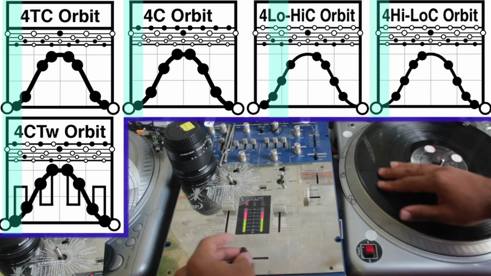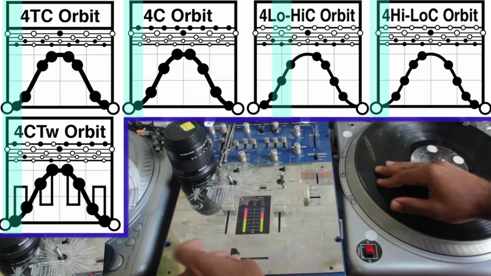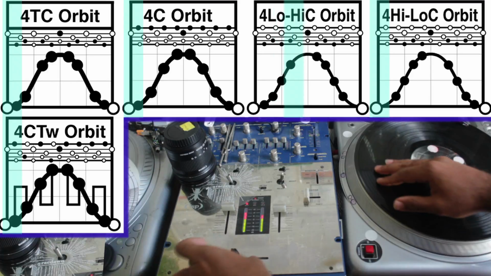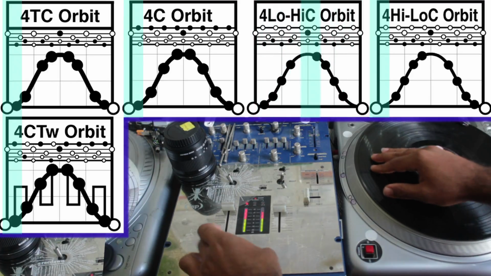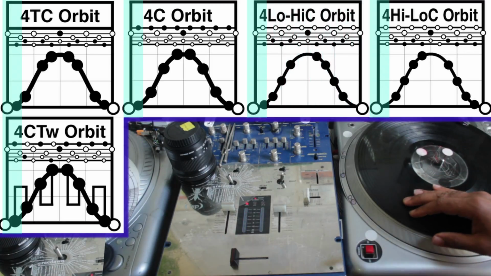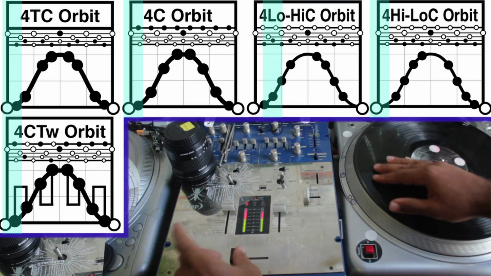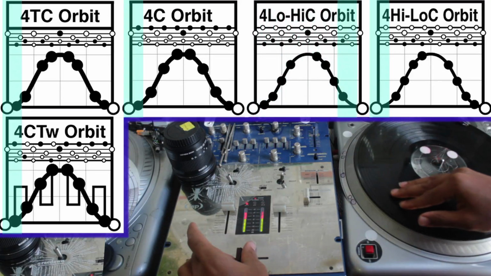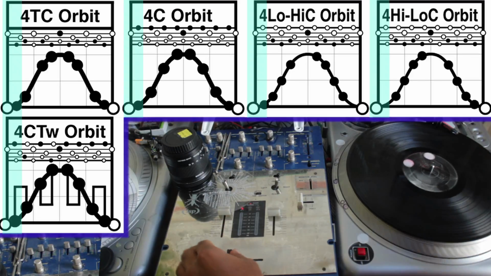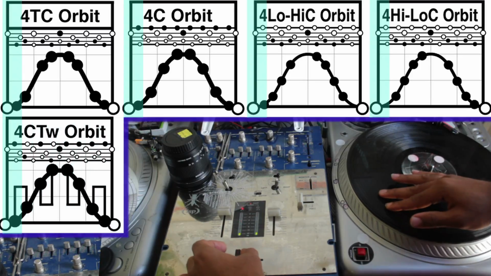All right. Four clicks, and it makes five sounds. So, 1, 2. All right, here we go. Now we're going to do all those different four-click variations. We're going to start with the twiddle one. All right, and then.